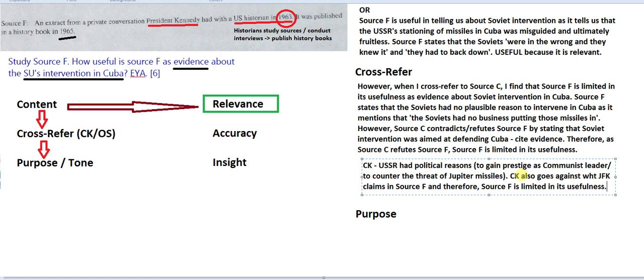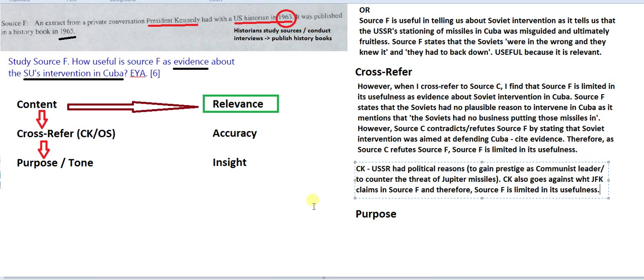Okay, I hope this is clear. You can write in your own words, but I hope the idea is clear to you.